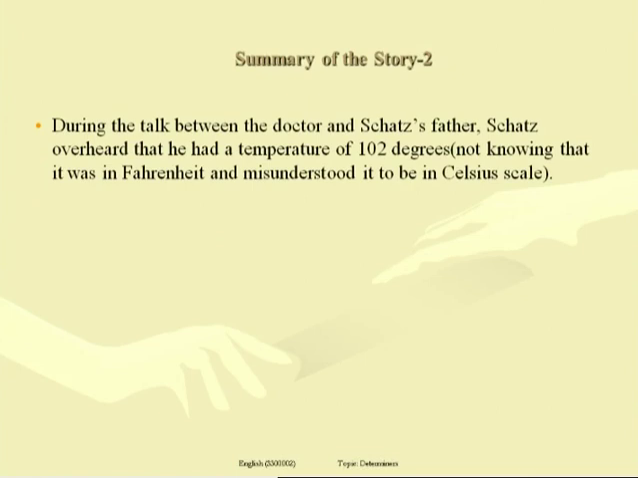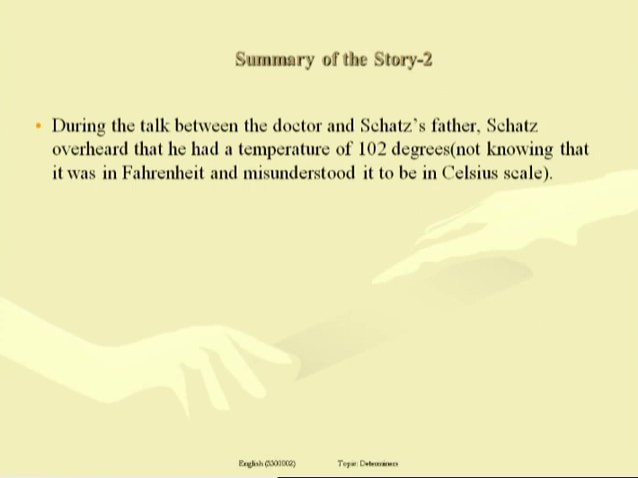During the talk between the doctor and Shaz's father, Shaz overheard that he had a temperature of 102 degrees, not knowing that it was in Fahrenheit, and misunderstood it to be Celsius scale. When the doctor came, took Shaz's temperature, the doctor told Shaz's father that Shaz's temperature was 102 degrees. Now what happens?